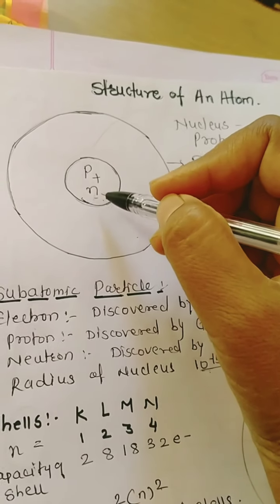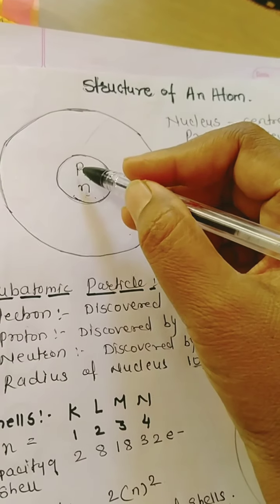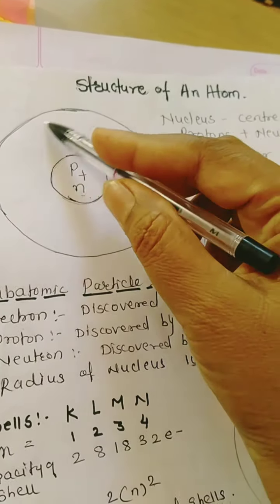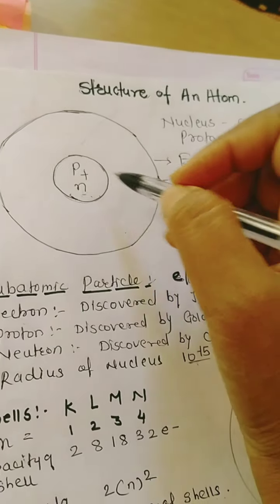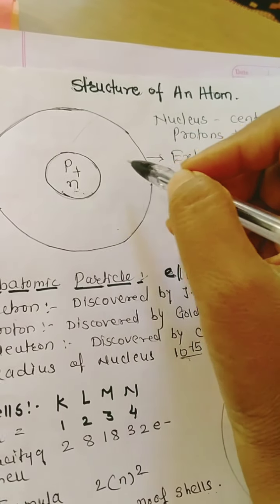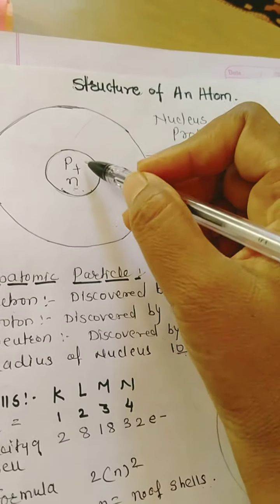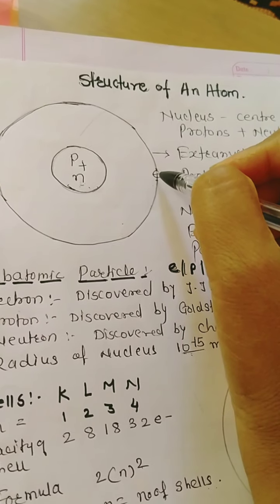Atom consists of a nucleus in the center. Center में nucleus होता है. Nucleus consists of protons and neutrons. And this is the extranuclear part where electrons are present. ये extranuclear part है जहाँ पे electrons होते हैं. So we must know that the nucleus consists of proton and neutron, which are present in the center, and there is an electron in the extranuclear part.